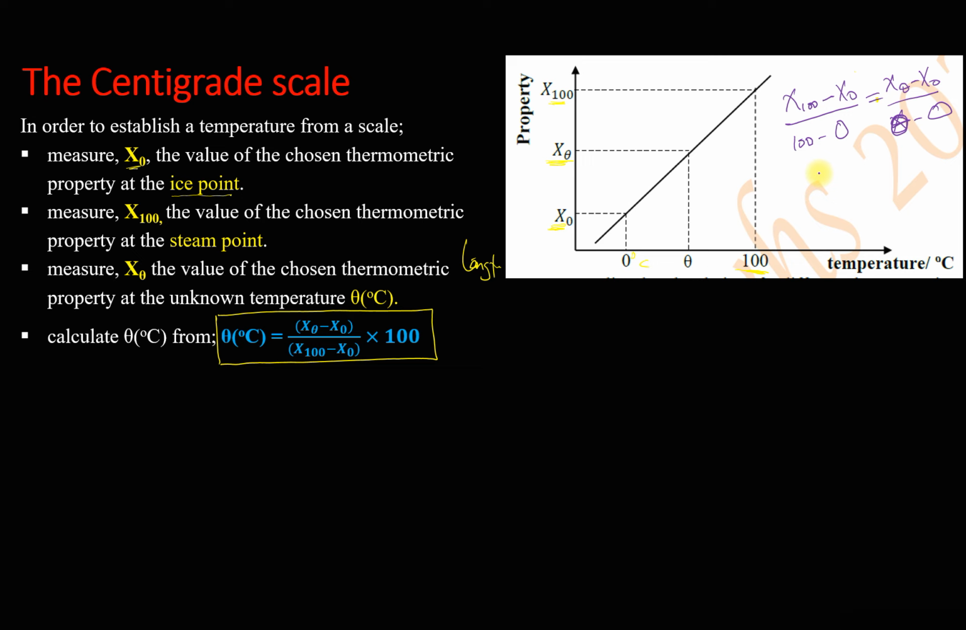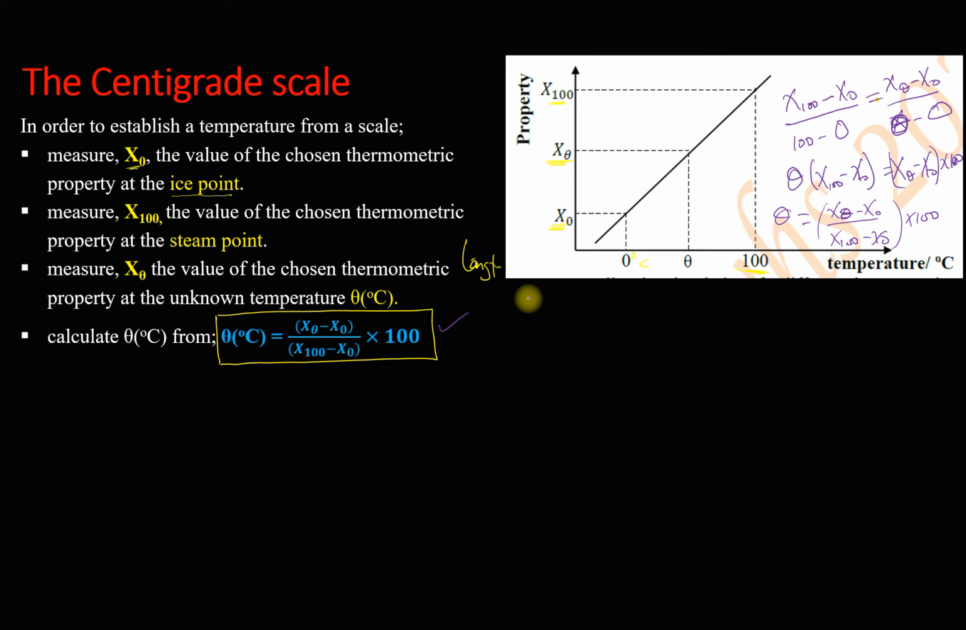So when I make theta the subject, I'll have that theta into x 100 minus x naught is equal to x theta minus x naught times 100. I just cross multiplied. So when I divide, I have that theta is going to be equal to x theta minus x naught divided by x 100 minus x naught, and this is multiplied by 100. So we arrive at that expression for determining the unknown temperature on the centigrade scale.